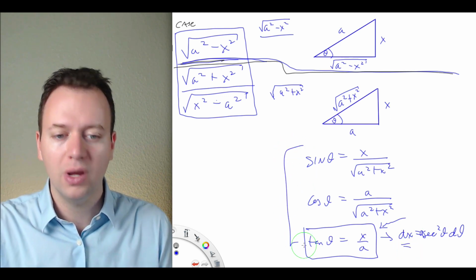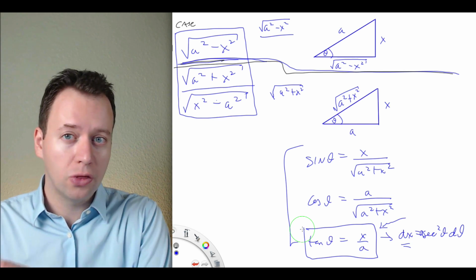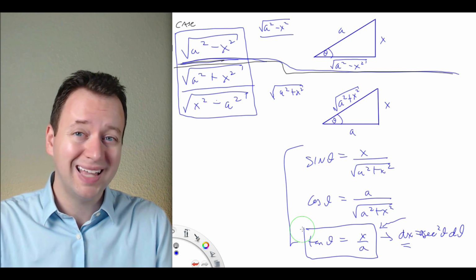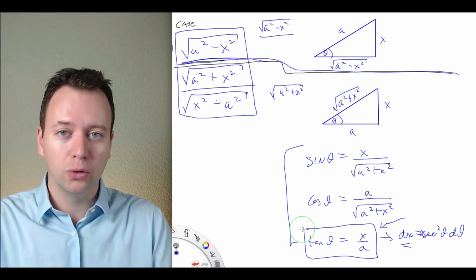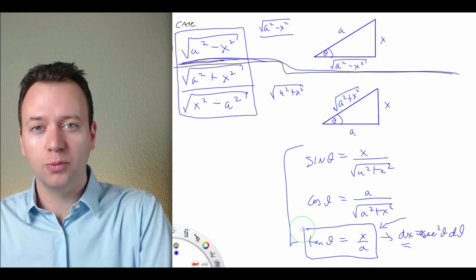And these are the three relationships that we'll use to transform our integrand into a function purely of theta. And then we'll use these relationships again to transform the antiderivative, which is initially expressed in terms of theta, back to an expression in terms of x.